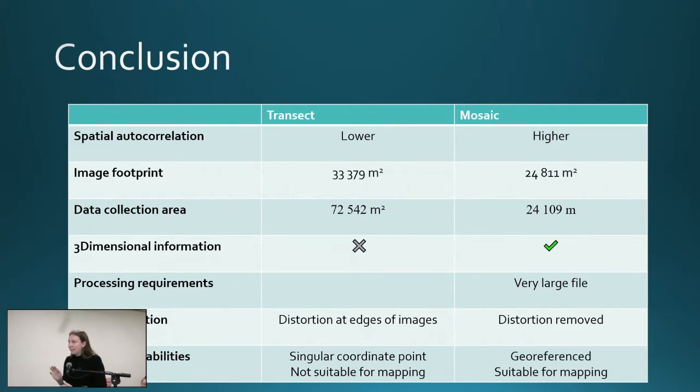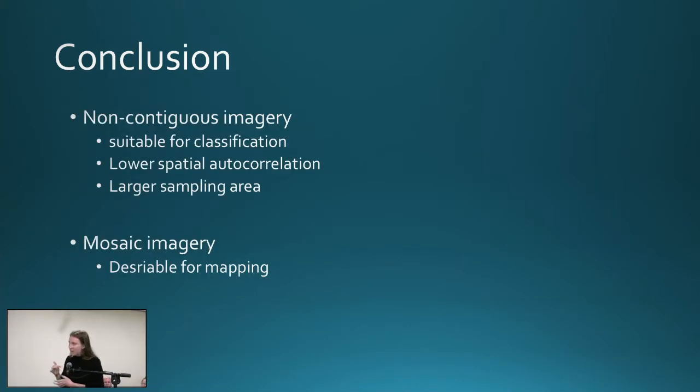So obviously, mosaics are good for some purposes. That is, they can be georeferenced, they're suitable for mapping. You can't use transects for that. But I guess the point of the project was that there might be a place for using non-contiguous imagery. It's still got spatial information, so we broke it into reef zones using existing maps of the reef.